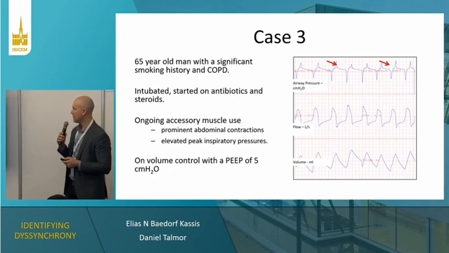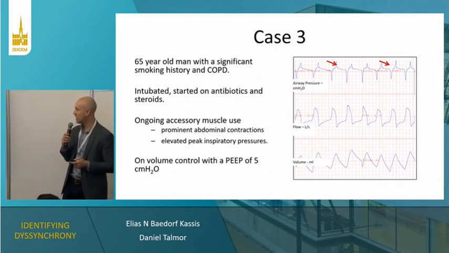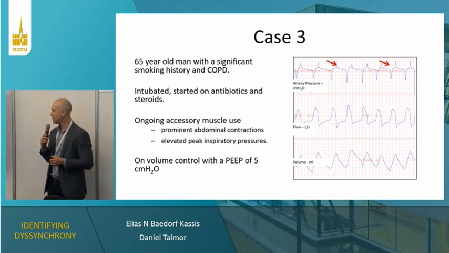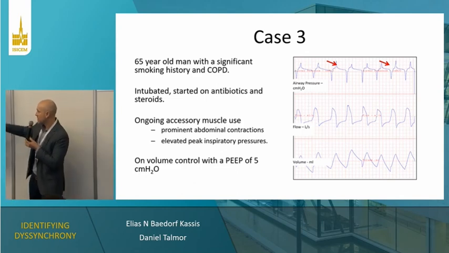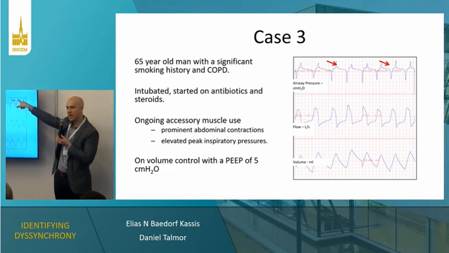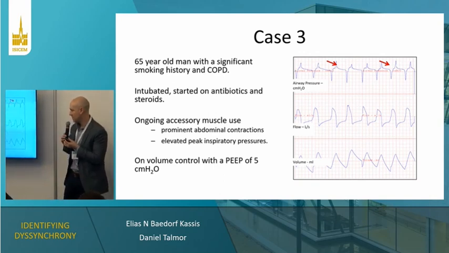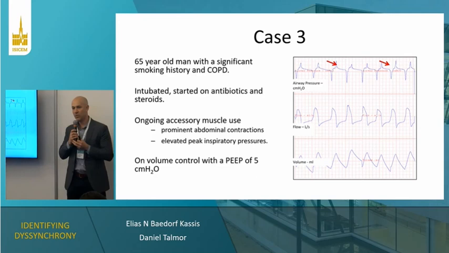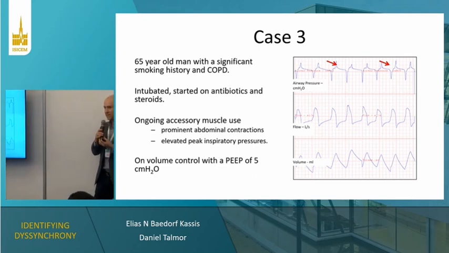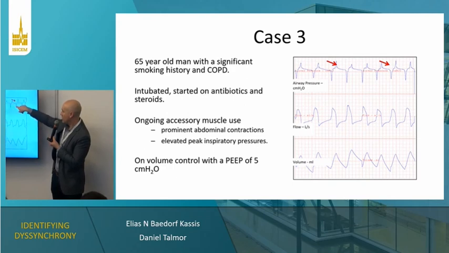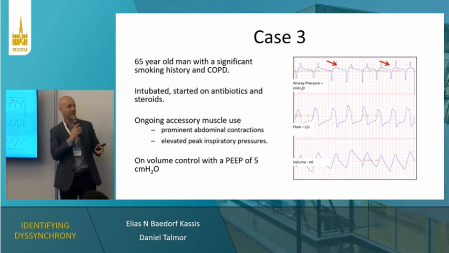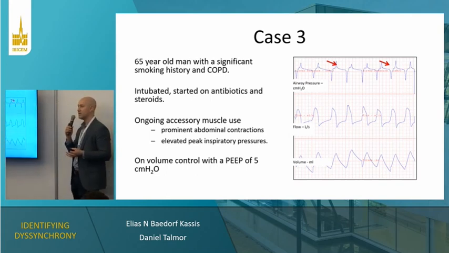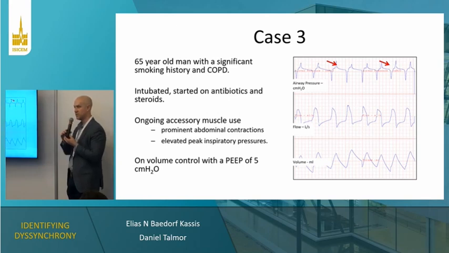Okay, so this is a different case, a 65-year-old man with smoking and COPD. They're intubated, started on antibiotics and steroids, and there's ongoing accessory muscle use, prominent abdominal contractions, and we see these peaked airway pressures here. The patient's on volume control, with a PEEP of 5 centimeters of water. So a lot of people are going to look at this and say, oh, I see scooping of the airway pressures here. This looks a lot like other demonstrations of flow asynchrony that I've seen before. But does anyone in the audience have any idea what we're actually seeing here with those peak pressures? Call it out if anyone has any ideas.